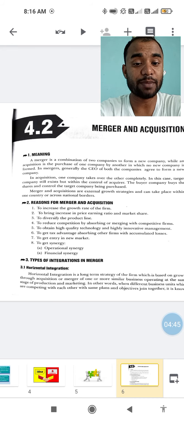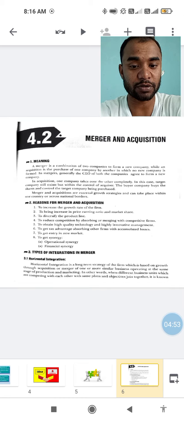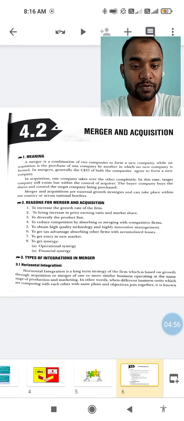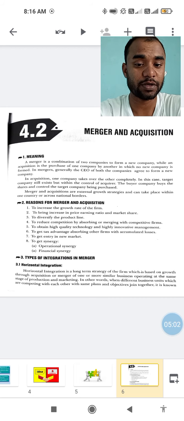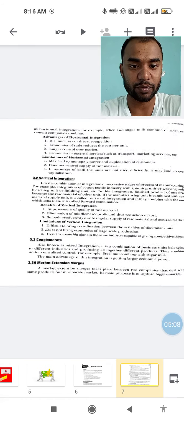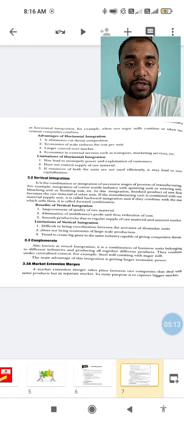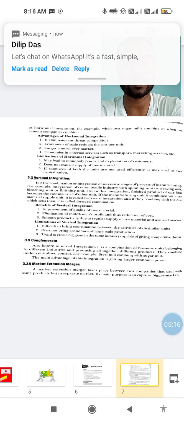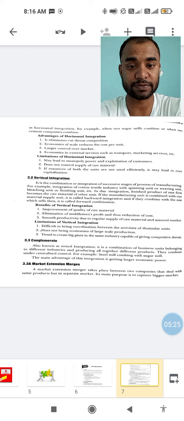Now here, types of integration in mergers. There are different types. One is horizontal integration, which is a long-term strategy of the firm based on growth through acquisition or merger of one or more similar businesses. Similar business acquiring similar business is an example of horizontal integration. For example, when two sugar mills combine, or when two cement companies combine, it can be an example of horizontal integration.